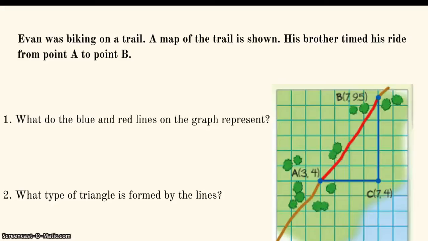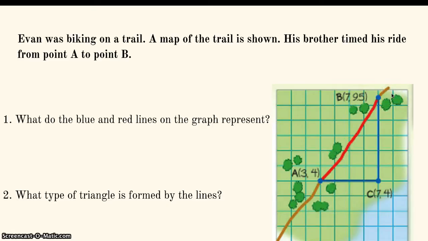Trail. A map of the trail is shown. His brother timed his ride from point A to point B. So question 1, what do the blue and red lines on this graph represent? And question 2, what type of triangle is formed by the red and the blue lines?